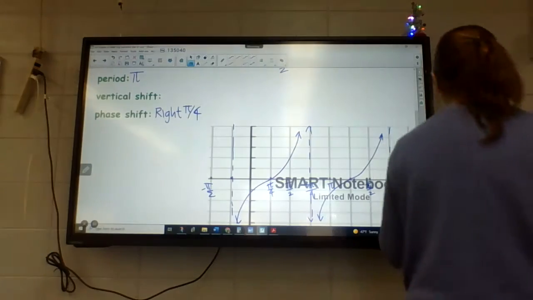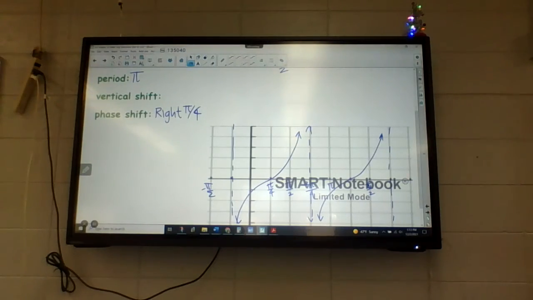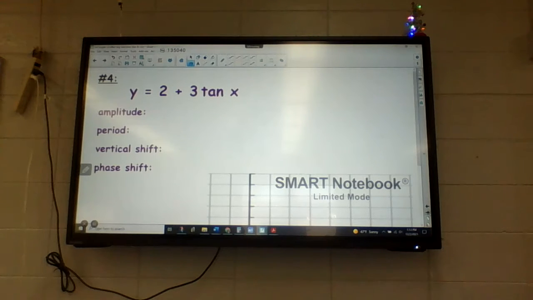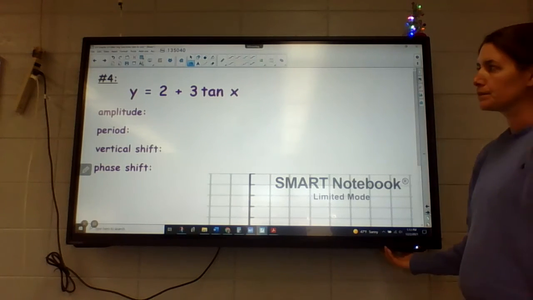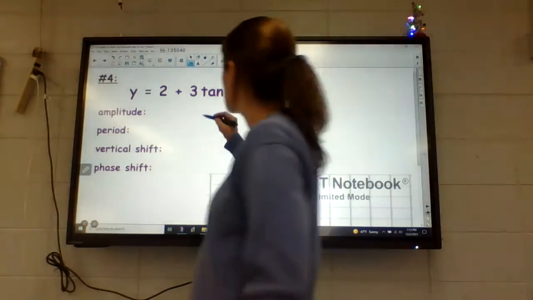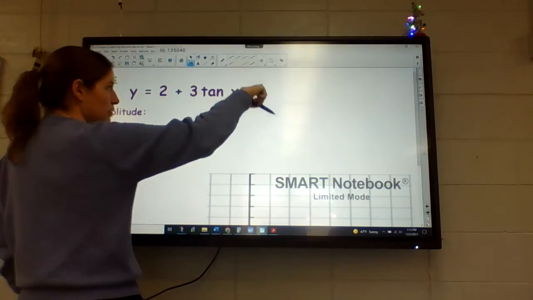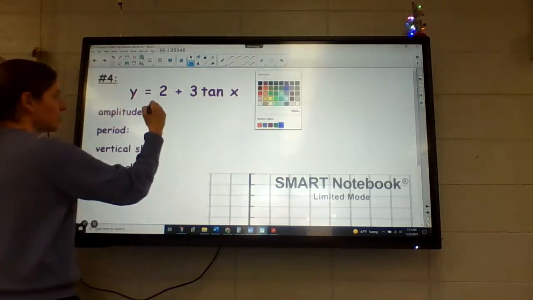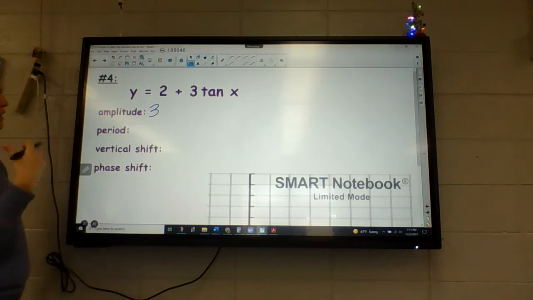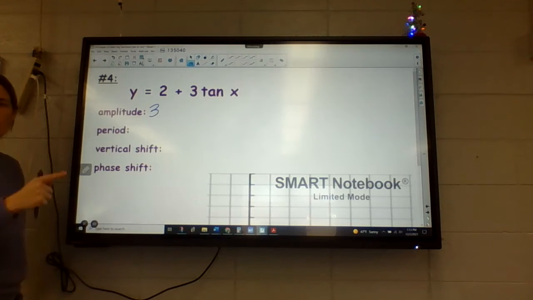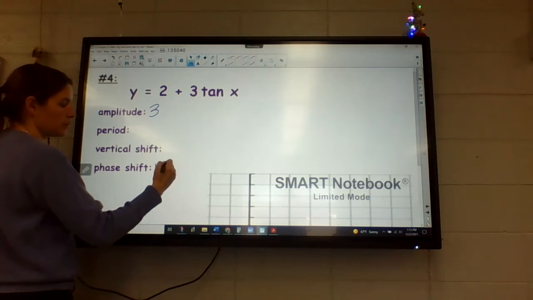All right. So then we have 2 plus 3 times the tangent of x. So what do the 2 and 3 stand for? 3 is going to be our amplitude, 2 is up. So again, 3 doesn't really change anything. But the 2 tells us to go up 2.